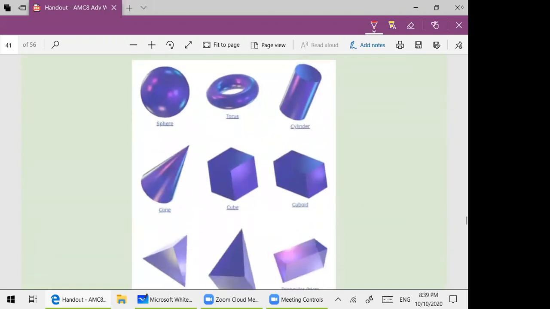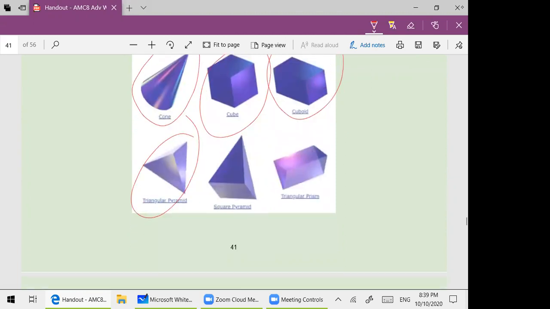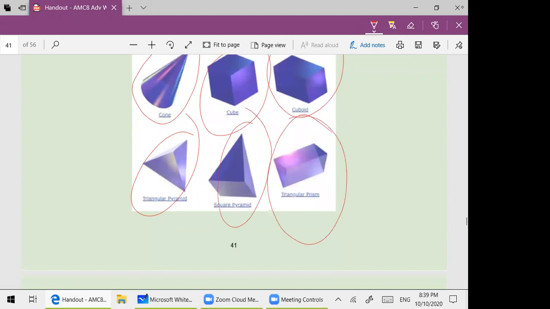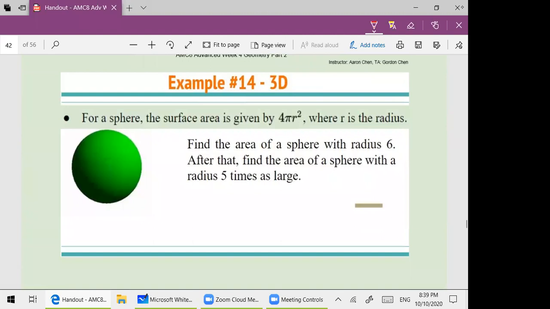Okay, and now here's a bigger list. Sphere, torus, it's very likely you won't need this. Cylinder, cuboid, box, rectangular prism, cube, cone, triangular pyramid, square pyramid, triangular prism. And now here's your first example.